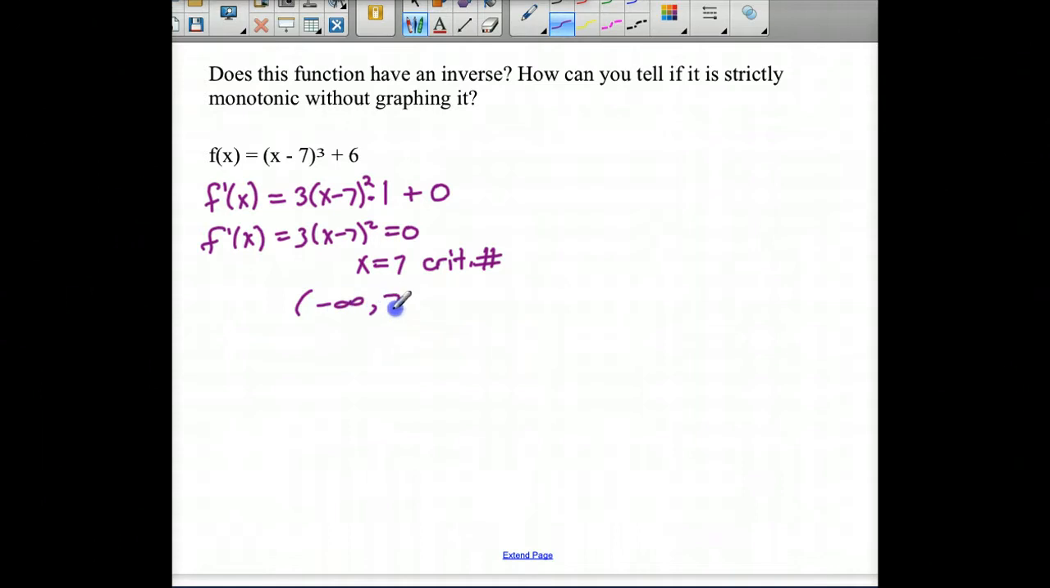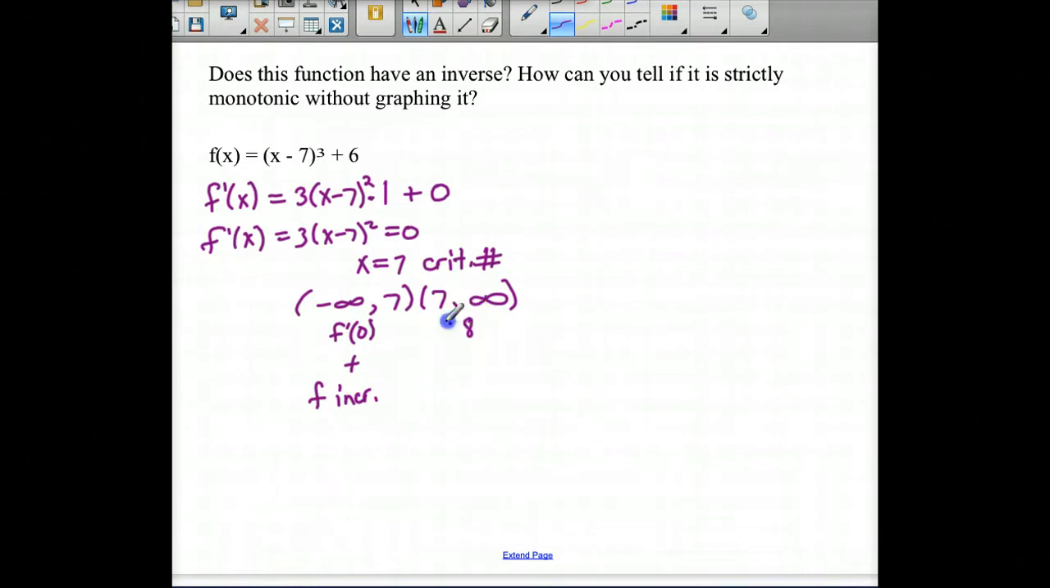So let's analyze it. Let's choose a number here like 0. If I put 0 into the derivative, because I want to know if the derivative is positive or negative, I want to know the slope of the graph. If I put 0 into the derivative, 0 minus 7 is negative, but you square it and you get a positive, and then times a positive 3. So the function is increasing here because its slope is positive.